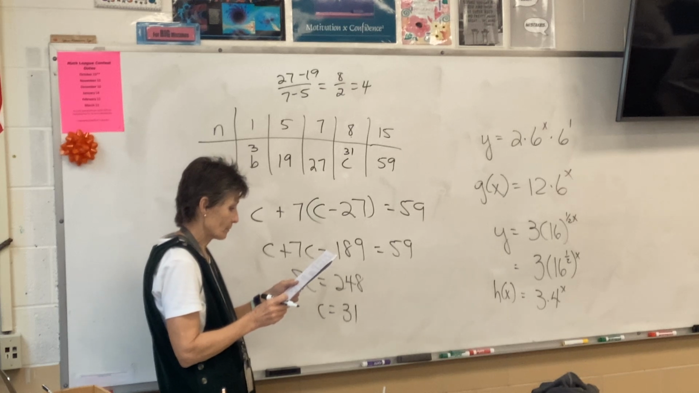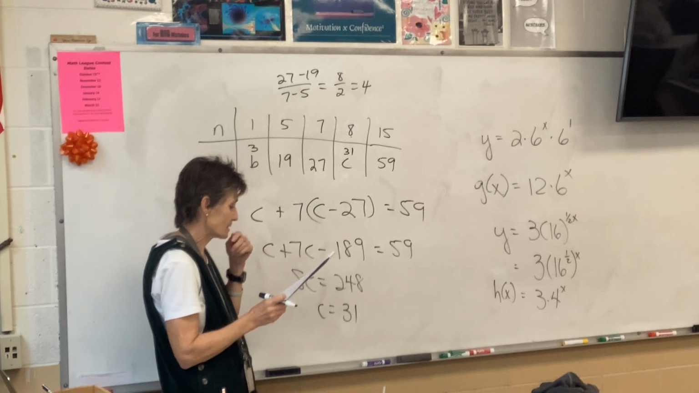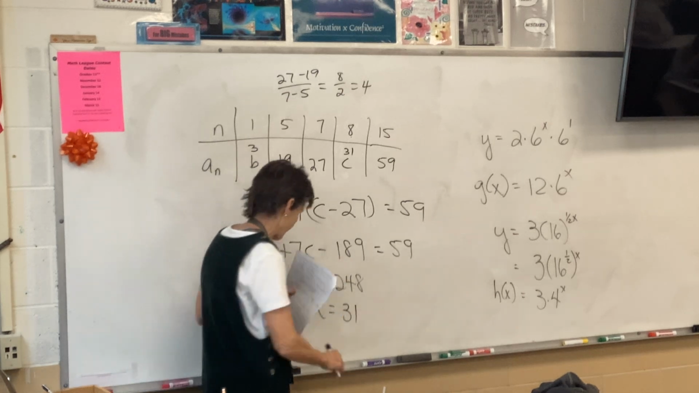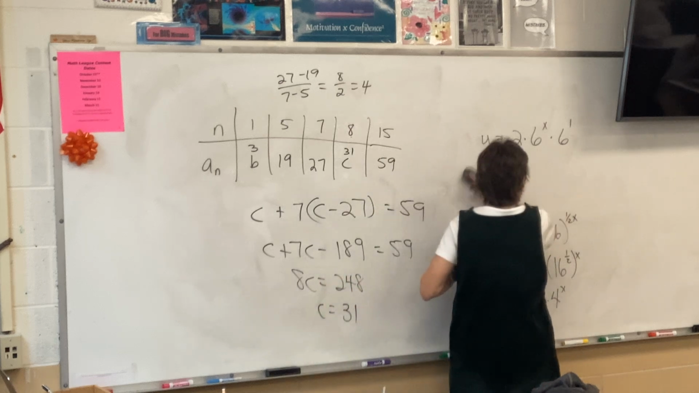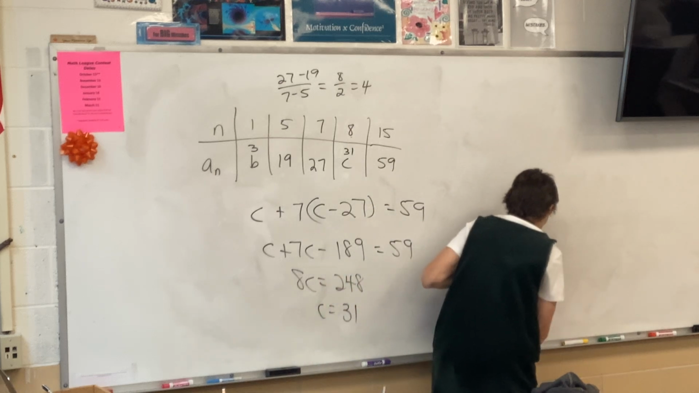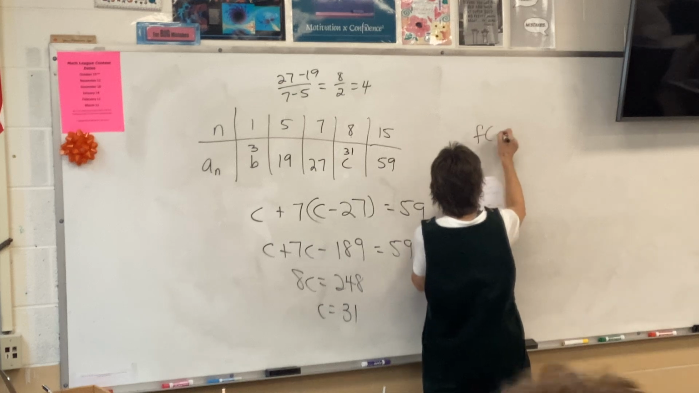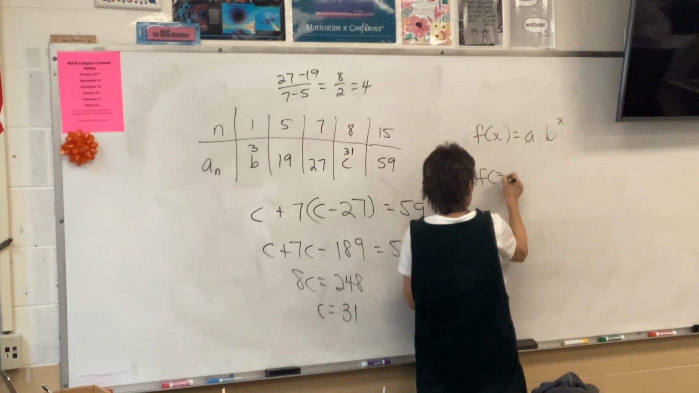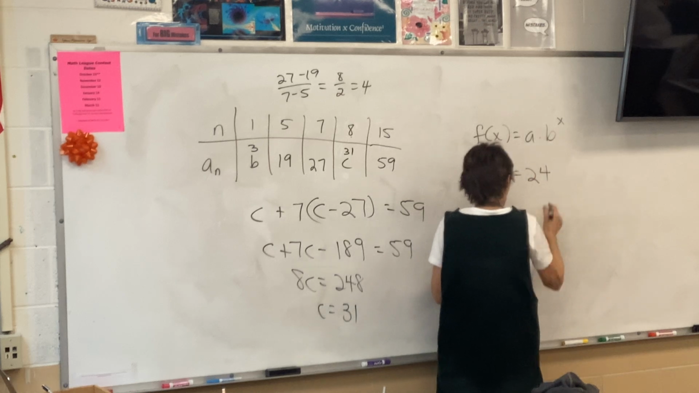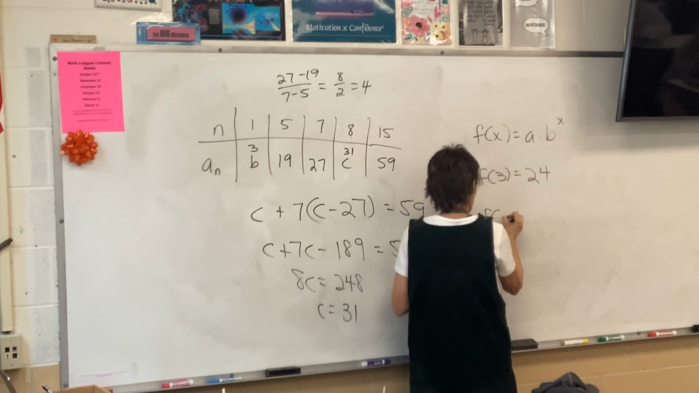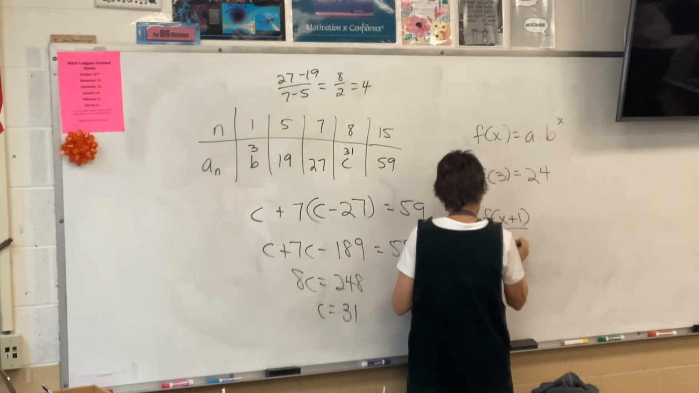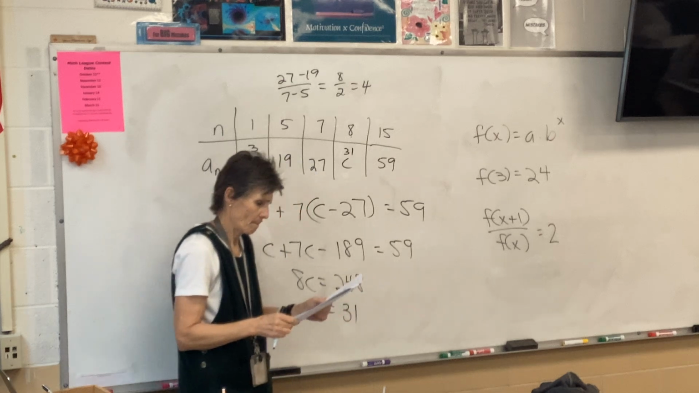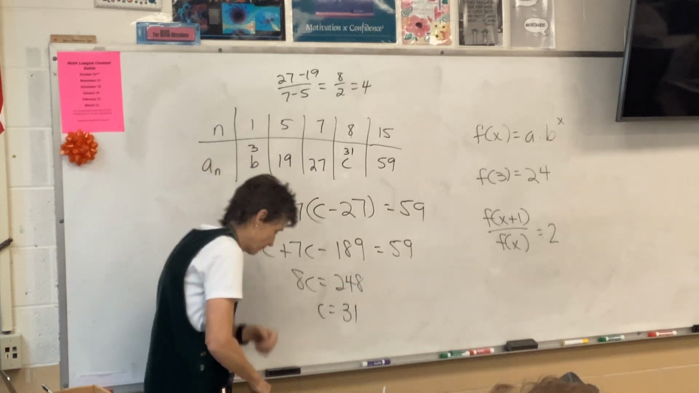Okay. All right, have you figured out 16 yet? What is going on there? All right, I'm writing an exponential. I know f of 3 is 24, and I know f of x plus 1 over f of x is 2.